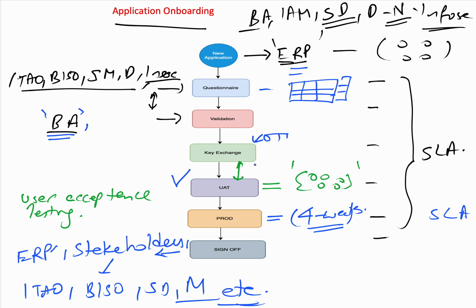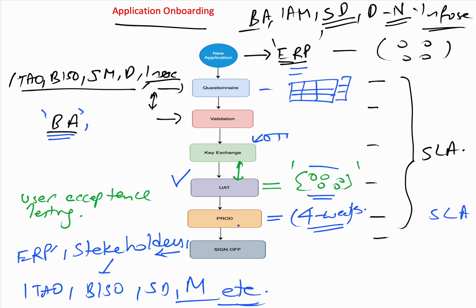Then you move on to key exchange, where the file is securely transferred from the development team to the testing team and all the other folks. Then in UAT, user acceptance testing, you test whether the application passes or not, and whether it works fine. It will be tested by developers, testers, and a bunch of users. Basically it's like beta version testing.